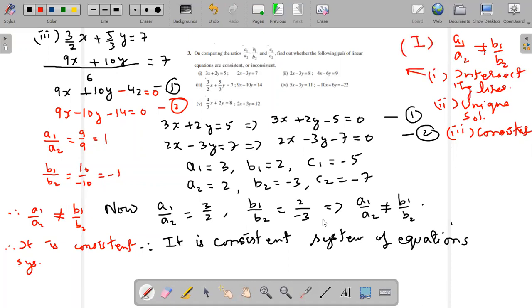One, about the graph. Before drawing, we can say what will be the type of graph. Second, about the solution, whether we can solve or not. Third, whether it is consistent or inconsistent system. So these three things we can say from the given two equations. And we can solve whenever it is a unique solution, otherwise we cannot solve. In the other two conditions we cannot solve.